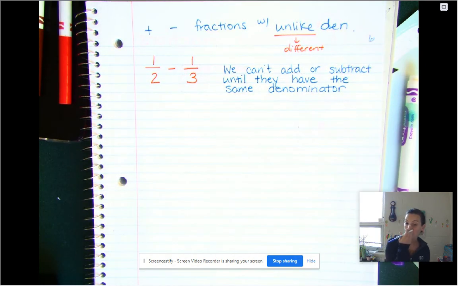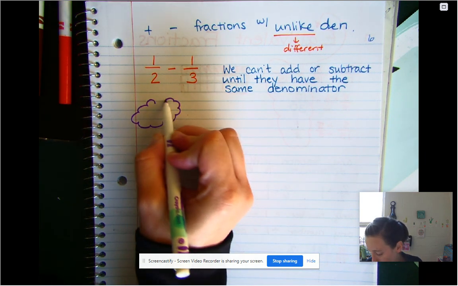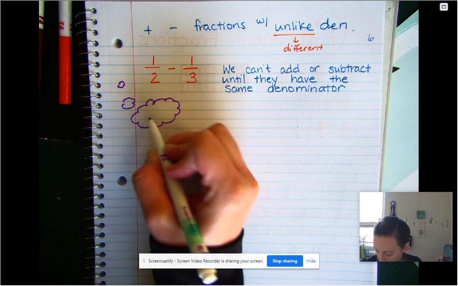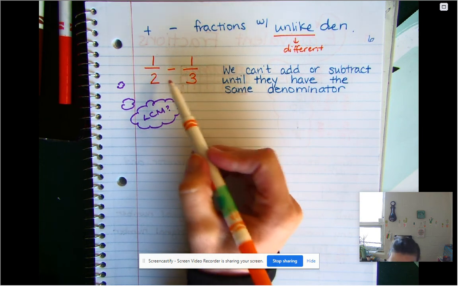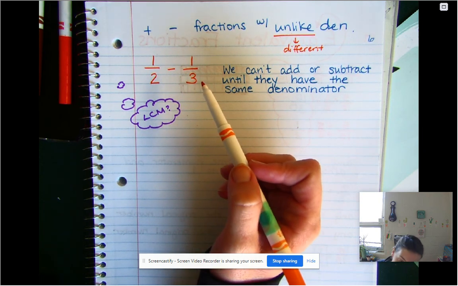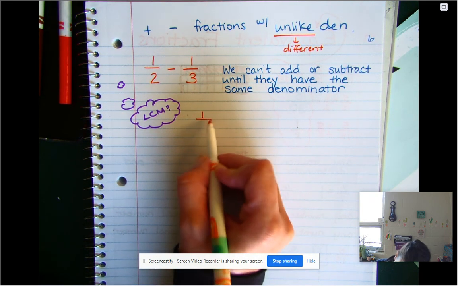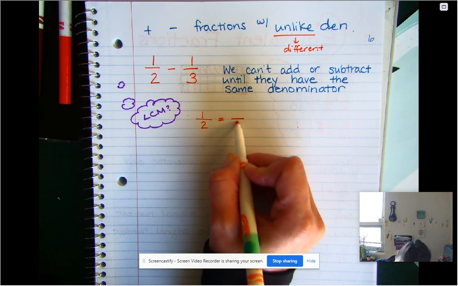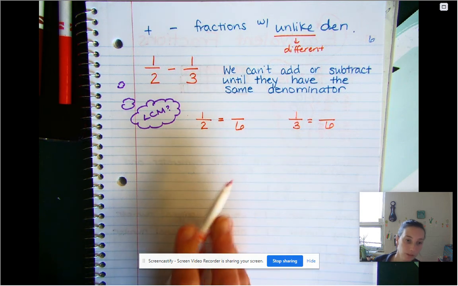So, remember least common multiple from the last unit? This is a great time to use the least common multiple. So if this is your thought bubble in your head, you're going to think least common multiple, because the least common multiple of 2 and 3 is the smallest possible denominator we can use. So 2 and 3, the least common multiple is 6. So I'm going to change both of them into a fraction with 6 on the bottom, because then they'll have the same denominator and I can do something with them.